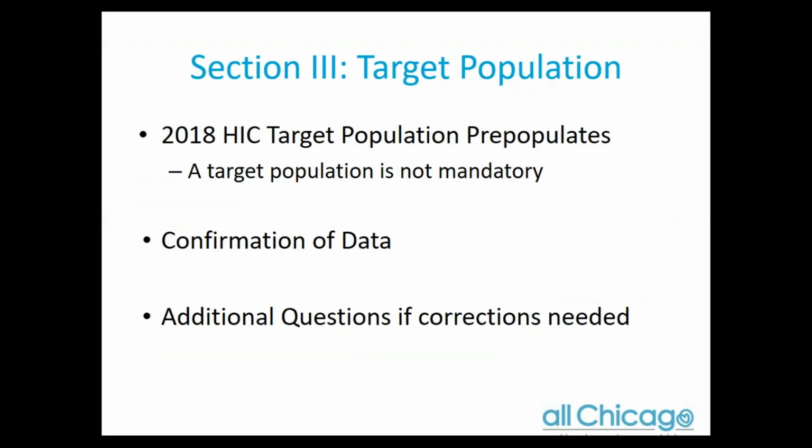Section 3 is regarding your target population. So again, you will see information that was provided in 2018. If that information has not changed since then, you will have the option to say, yes, my information is still accurate, and you'll proceed to the next question. The nice thing about the target population is that it is not mandatory. We do know that there are some programs that have designed their program that they only serve single males or single females, and they would not serve another population. But many of our programs do not have a specific target population, so you will have the option to select NA.